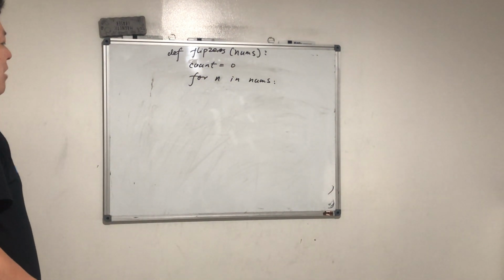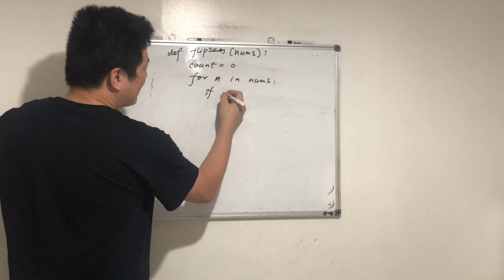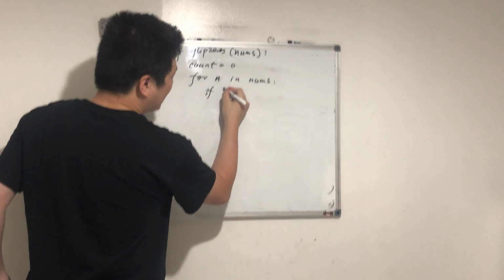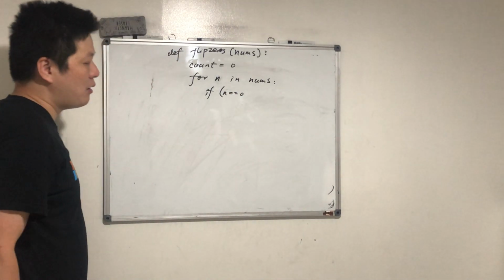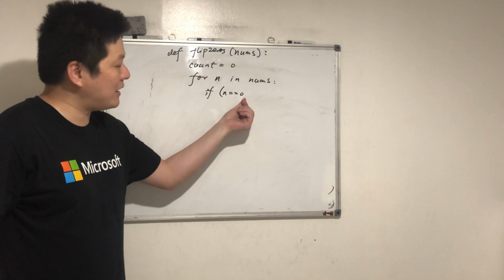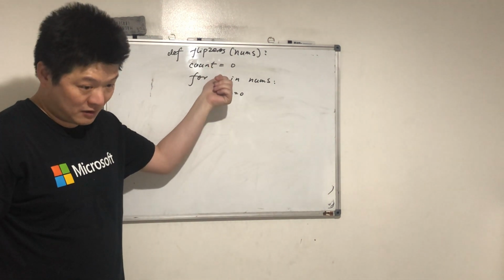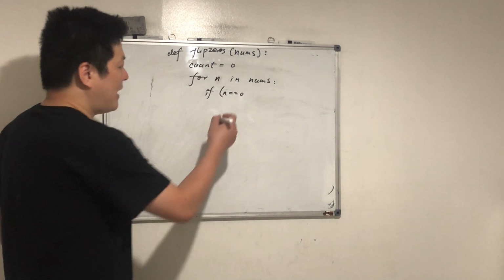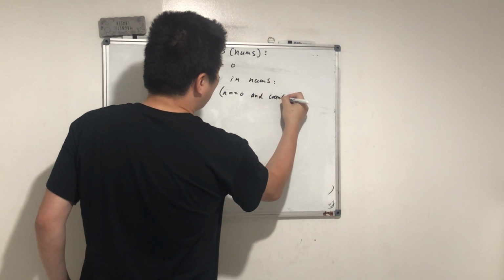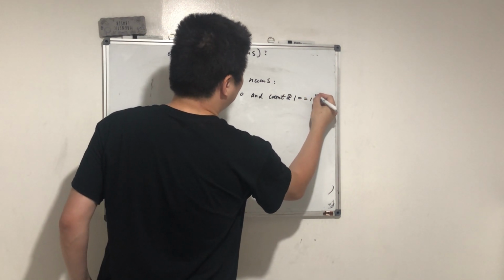Okay, now what? Like last time. So now, if n is 0, but if the count is an odd number, let's say count and 1 is an odd number. So what happened in this case?